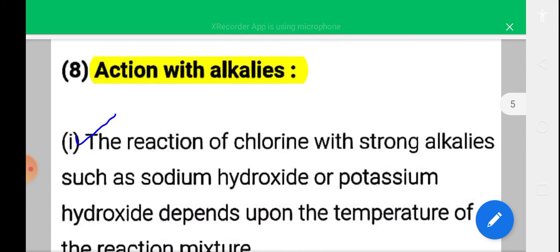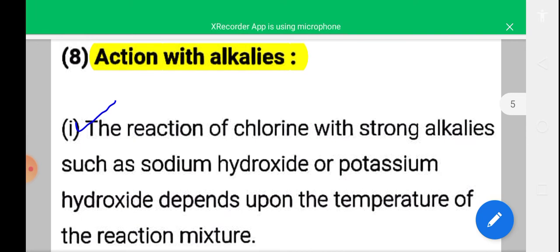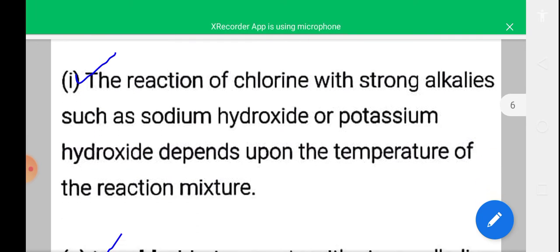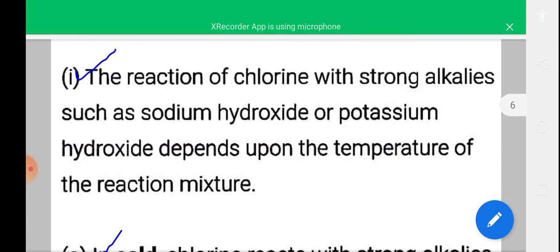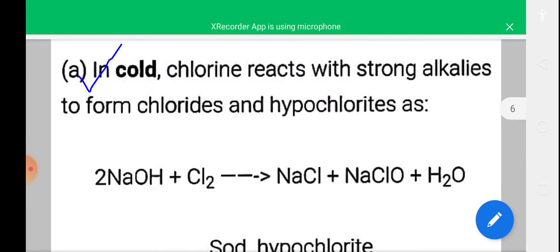Now see the reactions of chlorine: action with alkalis, that is NaOH. The reaction of chlorine with strong alkalis such as sodium hydroxide or potassium hydroxide depends upon the temperature of the reaction. First, in cold conditions, chlorine reacts with strong alkalis to form chlorides and hypochlorites, like NaCl and NaClO.